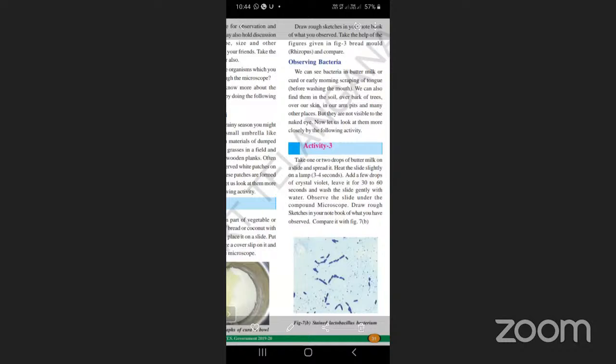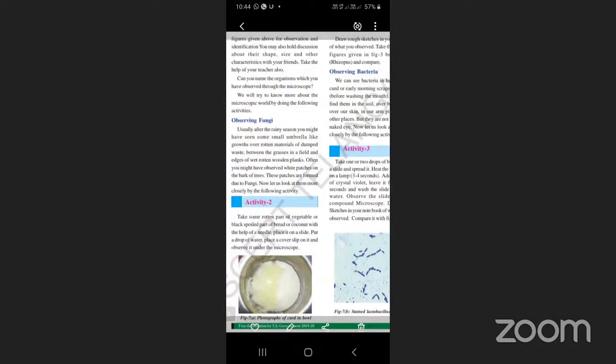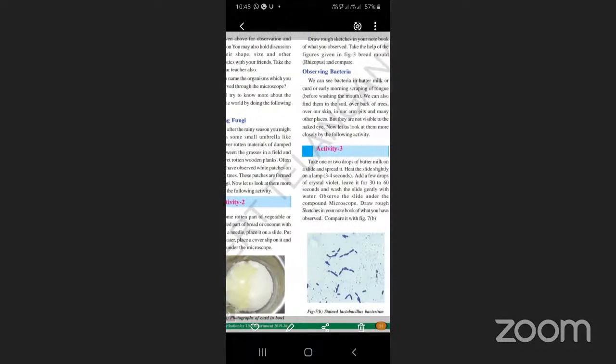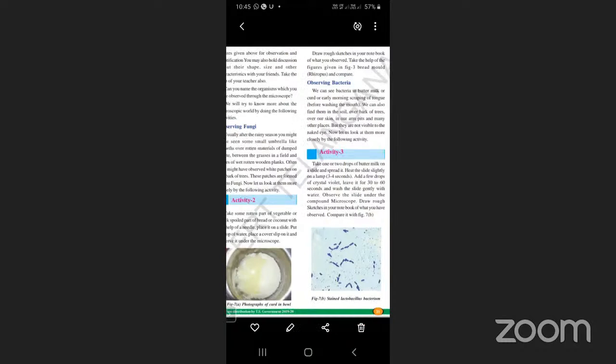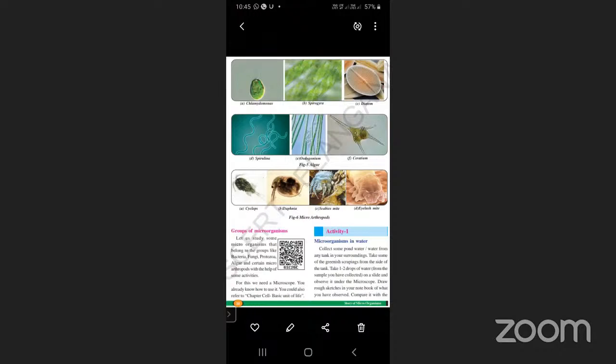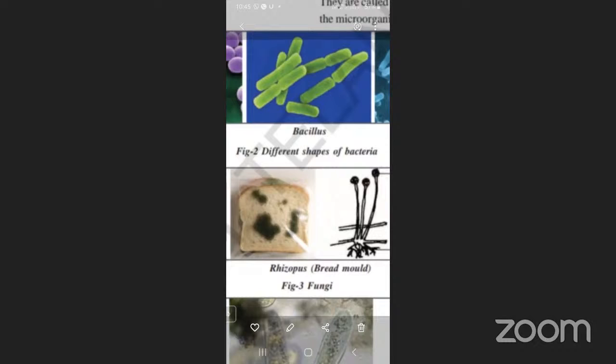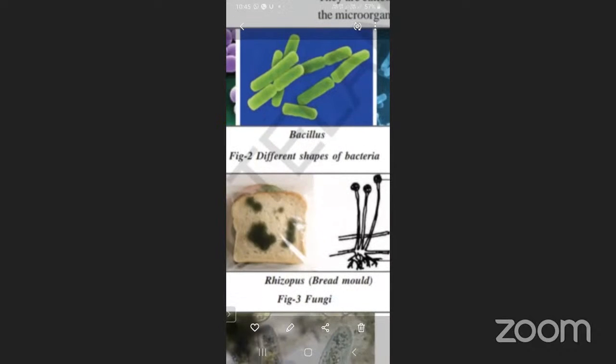Here, take the help of the figures given in figure number 3, bread mold, Rhizopus, and compare. As I told, figure number 7 does not belong to this activity. It belongs to activity 3. Here it is given as figure number 3, bread mold, Rhizopus. Let us go for figure number 3 once. What is Rhizopus and bread mold, right? This is a fungi, children. Have you seen? This is a bread mold.